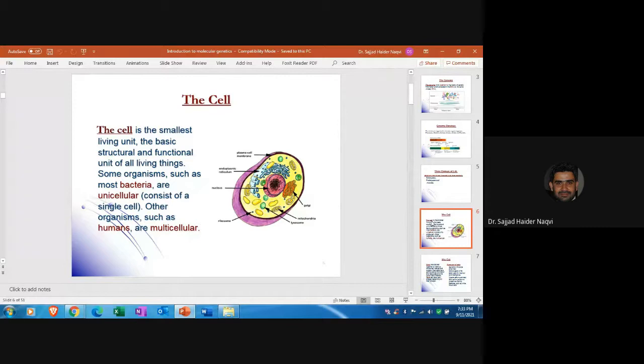Before we jump on to them, we know that the cell is the basic unit. We all know that the cell is the basic structural and functional unit of every living organism. And the cell itself is an organism when it comes to a unicellular organism, and then we have complex organisms, the multicellular organisms. So the cell is the smallest living unit, the basic structural and functional unit, and in some cases like bacteria or other unicellular organisms, it is only a cell that is referred to as the organism itself.